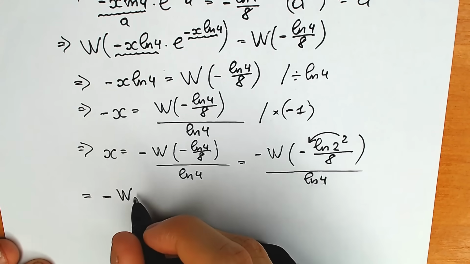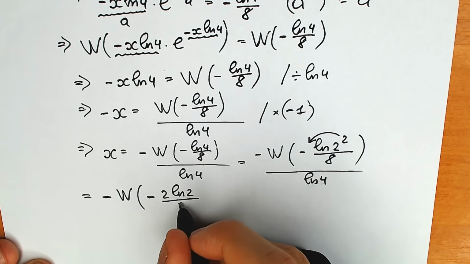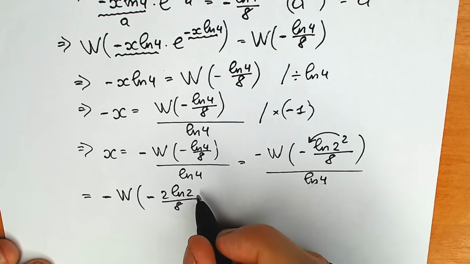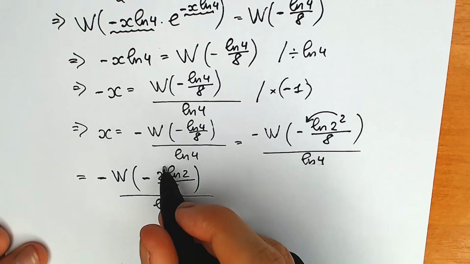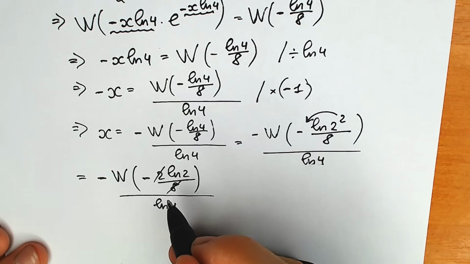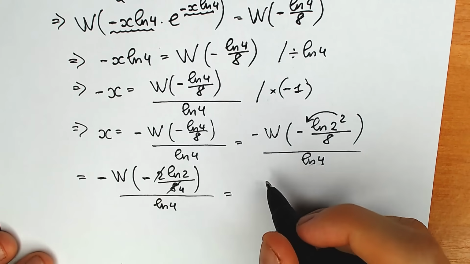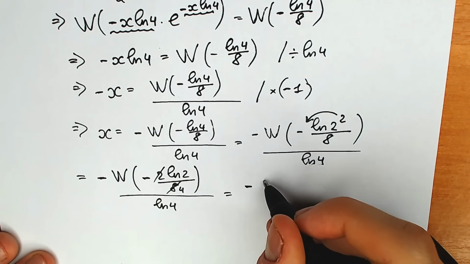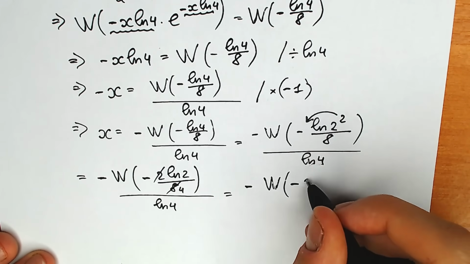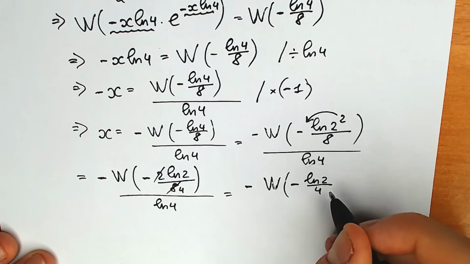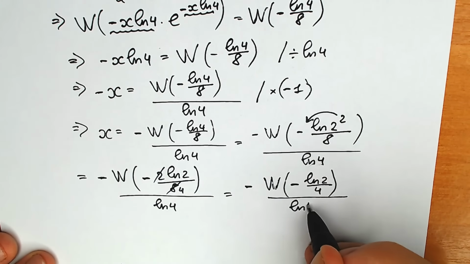So the Lambert W function of minus 2 natural log 2 over 8. As you can see, these two will come down right here. We divide it by natural log 4. And we're going to cancel it. So we have 2, we're going to cancel with 8, we have 4. Okay, so our final answer to this question: minus the Lambert W function of minus natural log 2 over 4, and we divide it by natural log 4.